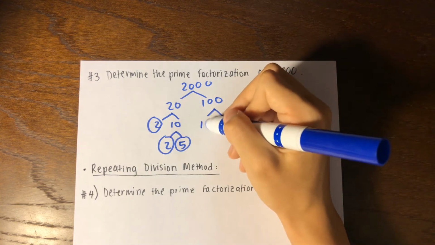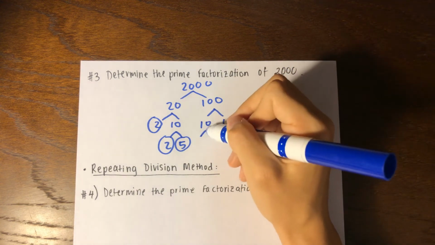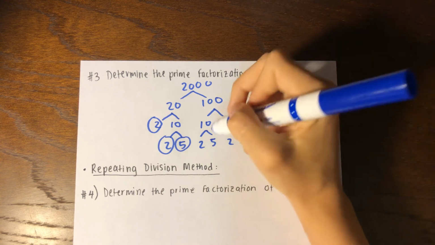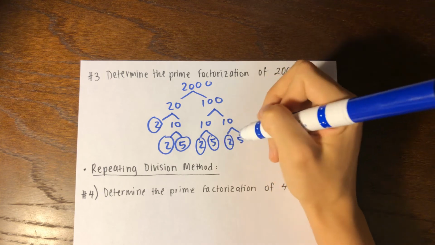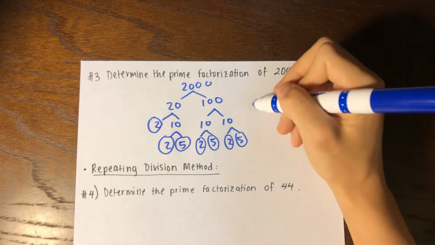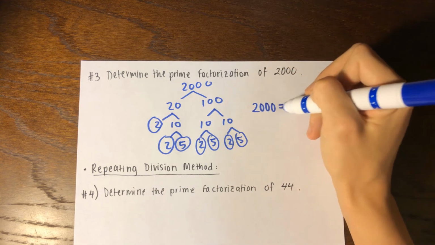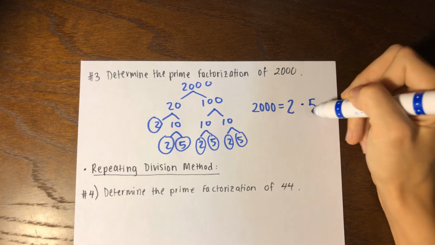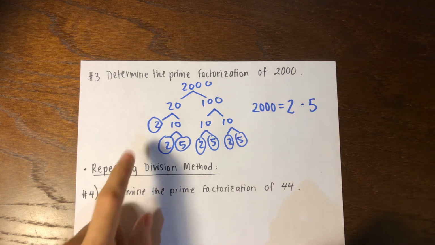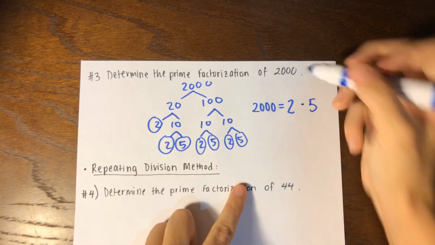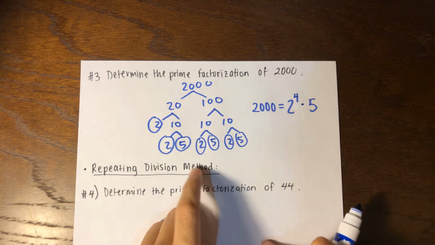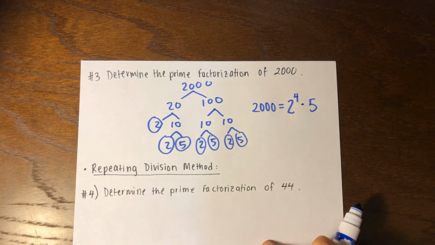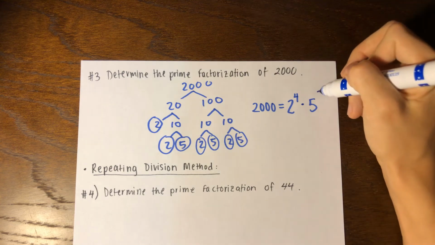Okay, 100. 10 times 10 gives me 100. Then I have 2 and 5. 2 and 5. Lots of 2's and 5's. So 2000 is equal to, let's do 2 first. Well, I know 2 and 5 are my numbers, right? So let's count how many 2's. 1, 2, 3, 4. So 2 to the 4th power, and then we have 5, 1, 2, 3 times. Okay? Just like that.